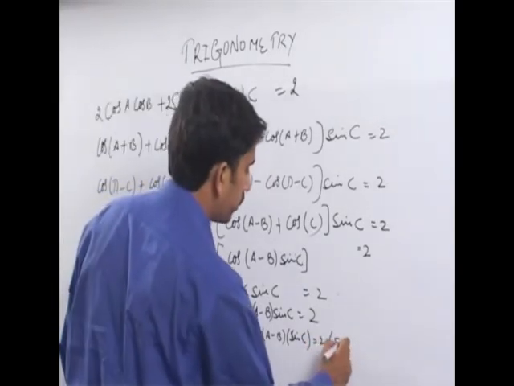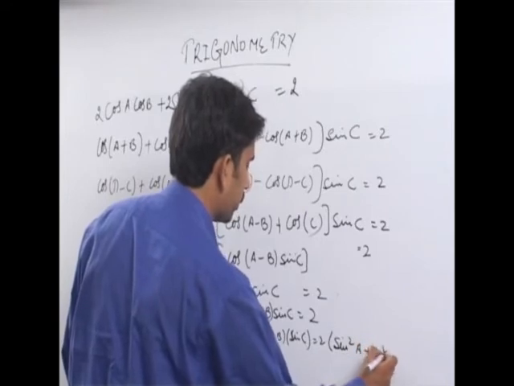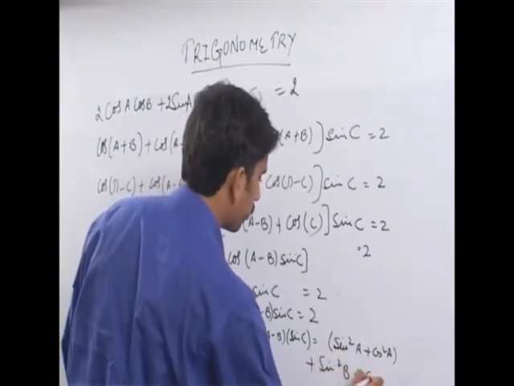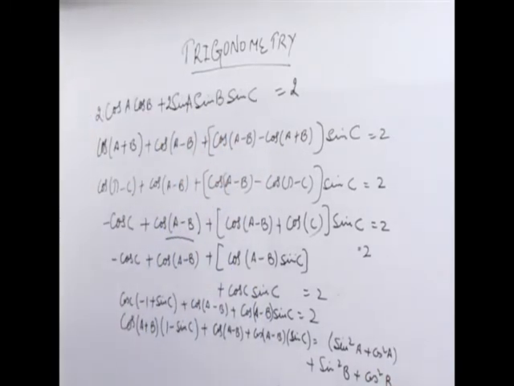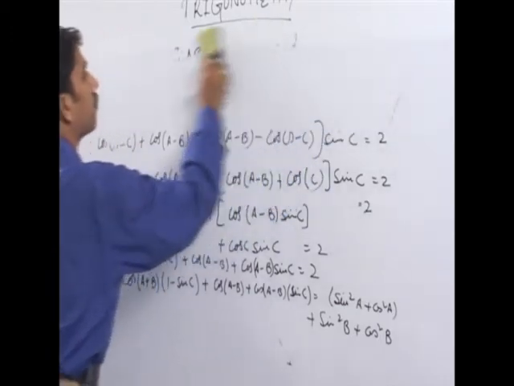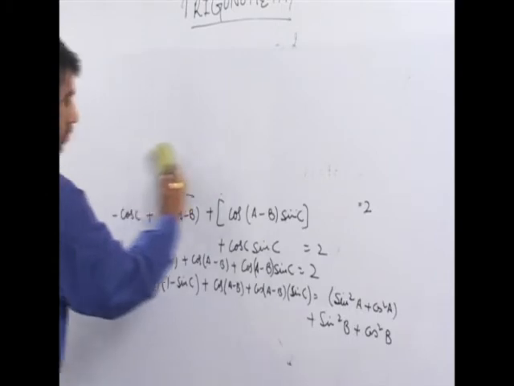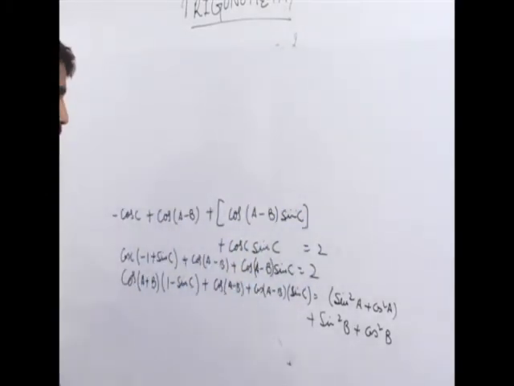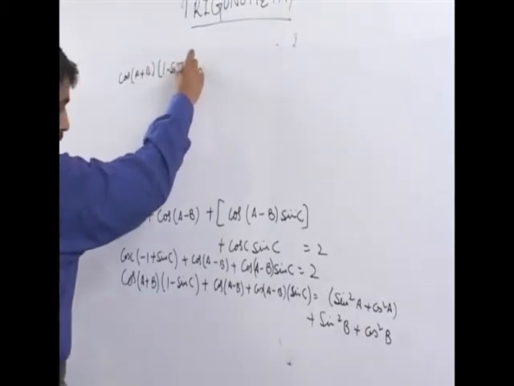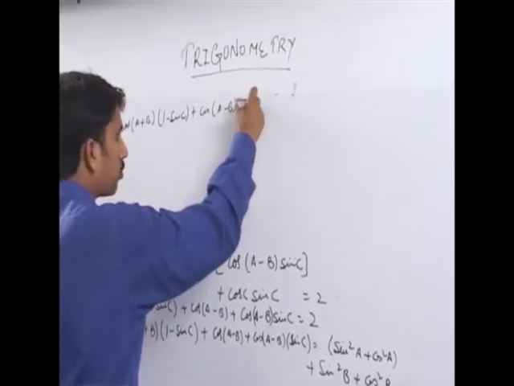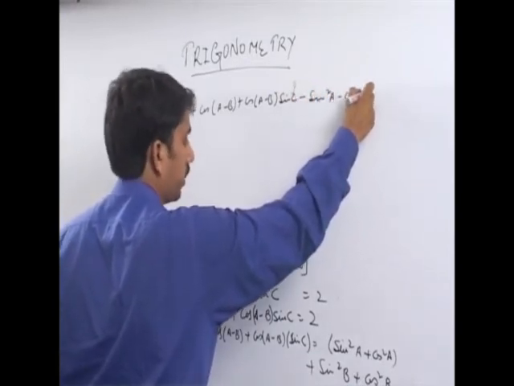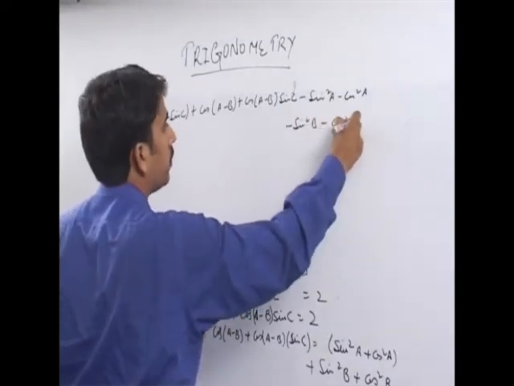Here we will take sin square A plus cos square A plus sin square B plus cos square B. And for this we can write: cos of (A plus B) into (1 minus sin C) plus cos of (A minus B) into sin of C minus sin square A minus cos square A minus sin square B minus cos square B is equal to 0.